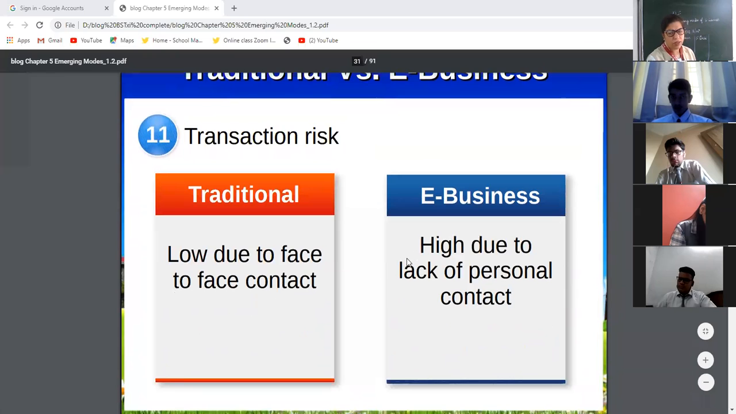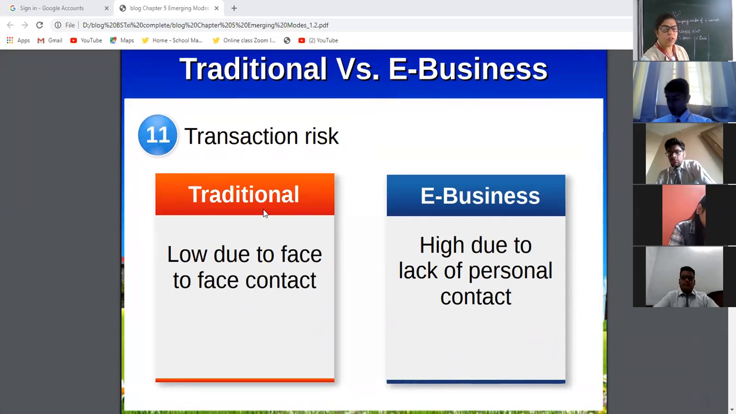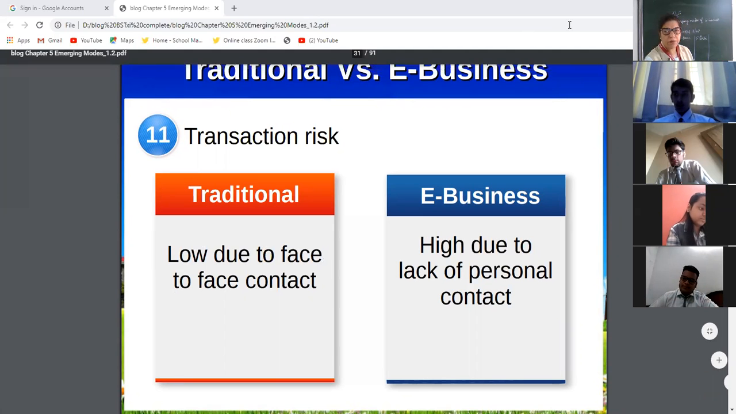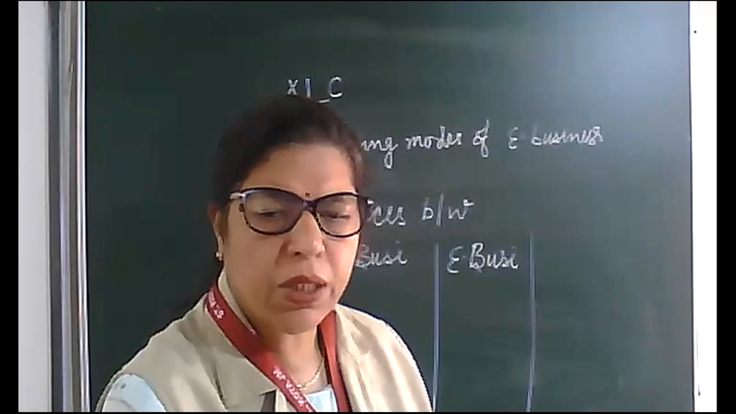and risk. See my dear children, risk is always high in e-business, in payment risk, in transaction risk. Other risks are also there, as I told you, hacking, virus, but that is less. And sure you must understand.